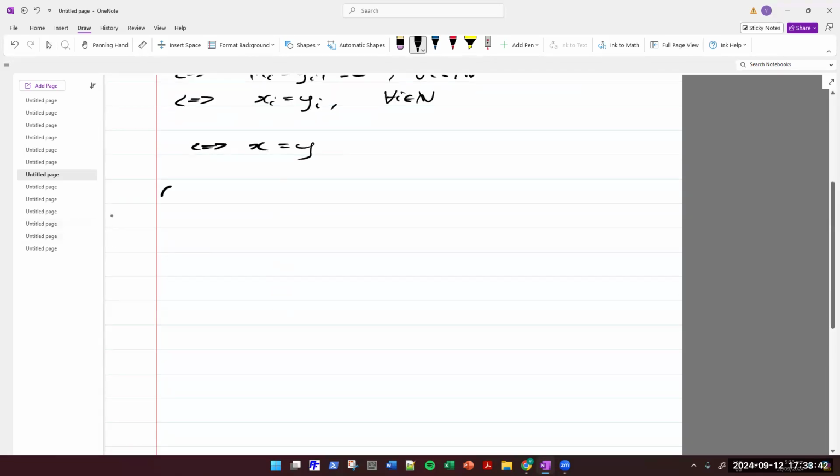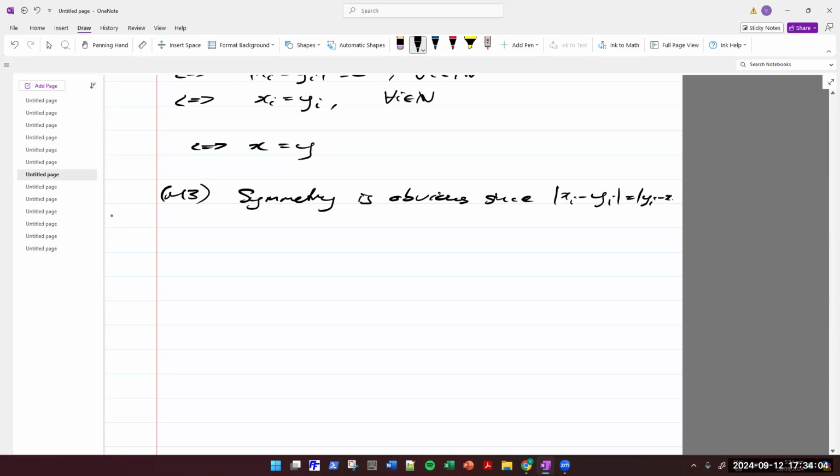So for M3 now, symmetry is obvious. Right, so symmetry is obvious. And M4, the triangle property. So let's see how to do this one.